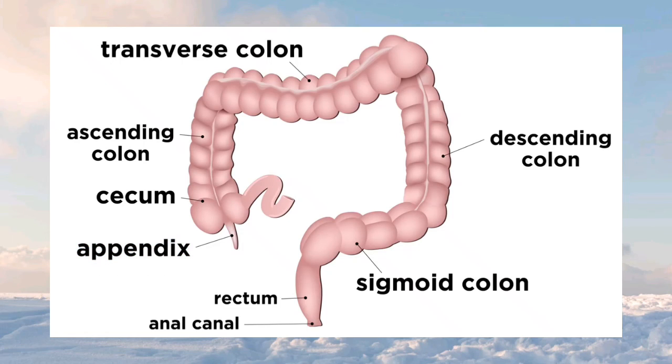The colon is split up into the ascending colon, transverse colon, and descending colon, for obvious reasons relating to the direction of travel during those segments, as well as the sigmoid colon. This then feeds into the rectum, and finally the anal canal.